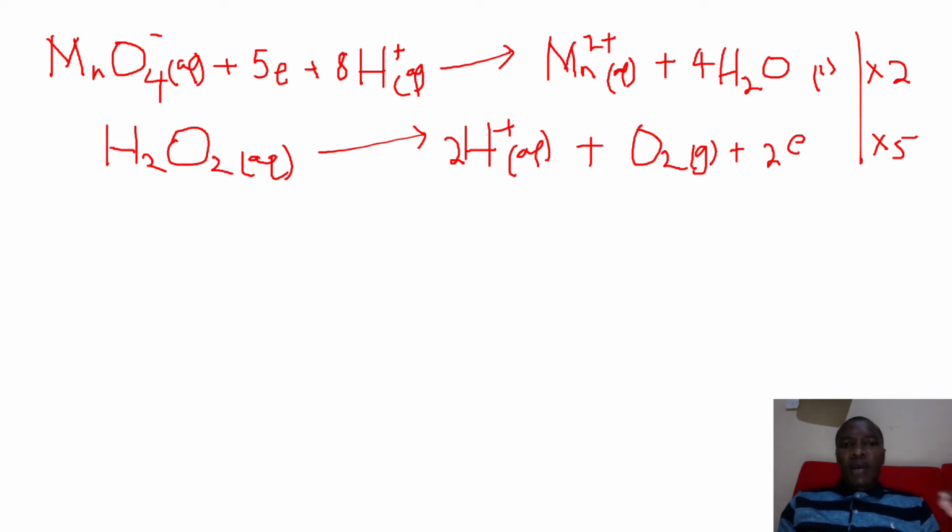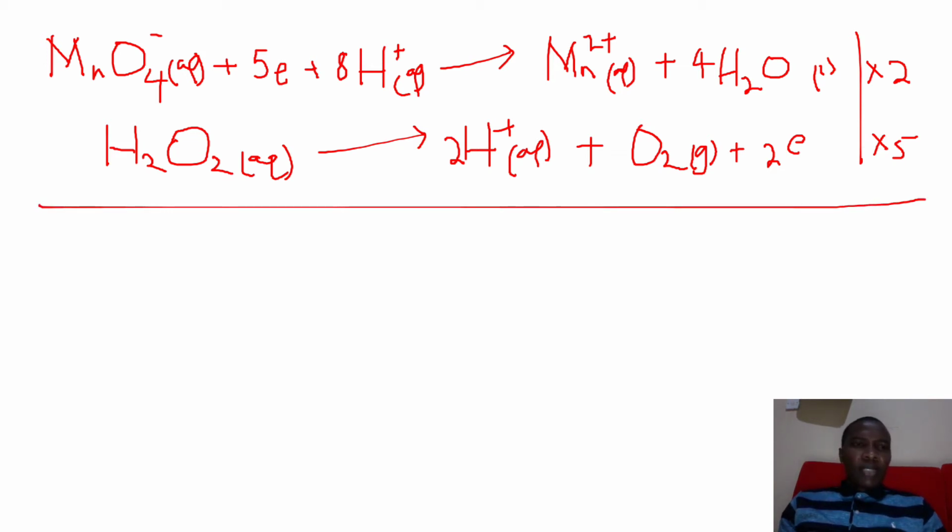So I beg your pardon. I want to say that we shall have 16 hydrogen ions on the left hand side and 10 hydrogen ions on the right hand side. So the ones on the right hand side will cancel with some on the left hand side, so we remain with the 6 on the left hand side. So in the end, we shall have the overall equation, which just looks like this.